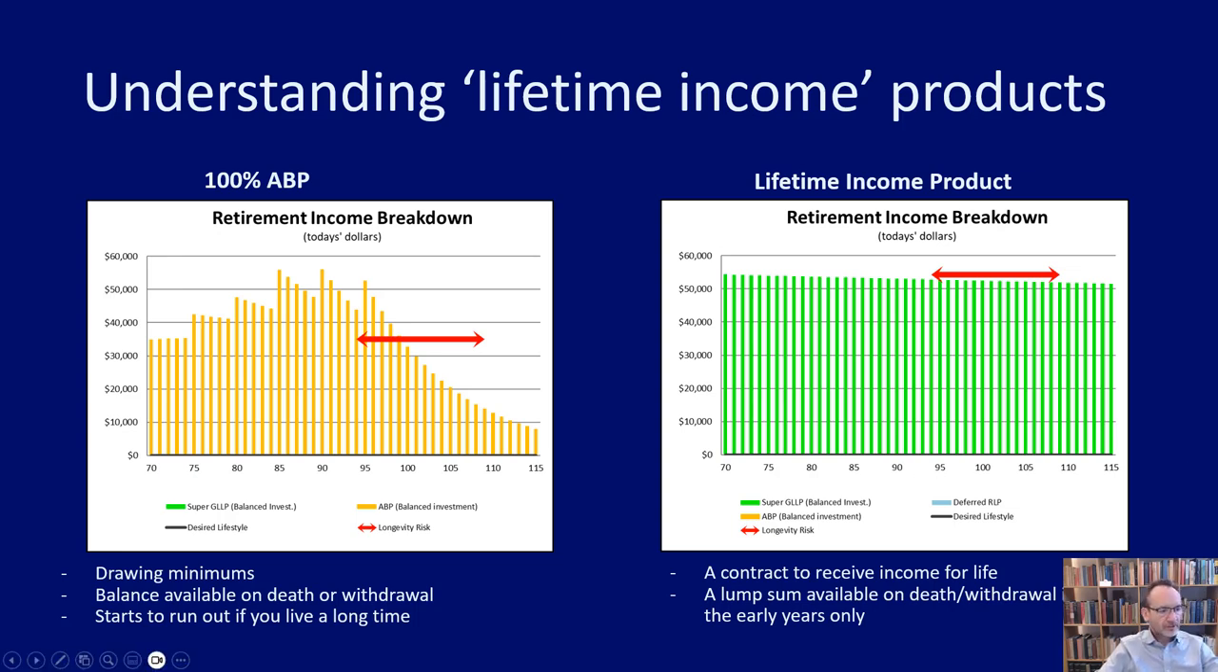With the account-based pension, you've always got access to whatever remaining balance is in the product, and on death you receive that balance as a death benefit. On the right, there is a death benefit for people who die in the early years of retirement, but if you were to die past life expectancy, then there's no more lump sum death benefit.